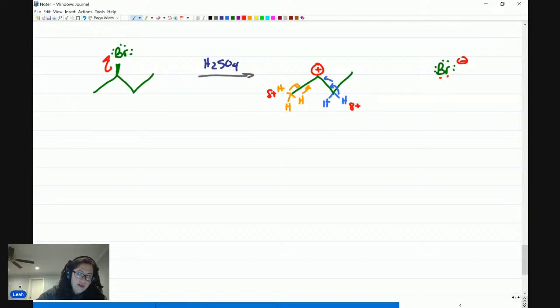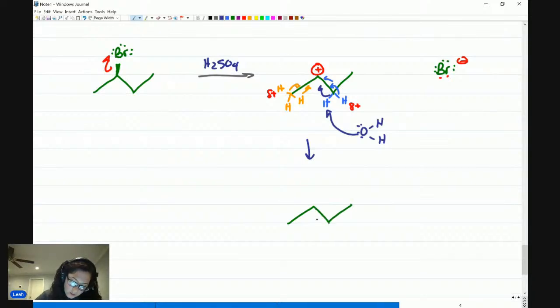Because if I have a partially positive hydrogen here, and a water molecule is moving around the solution, minding its own business, and it sees a hydrogen, it could attack here, but the hydrogen is closer. So it's just going to grab that hydrogen, give the carbon back its electrons, and that gives me a molecule that looks like this, with a pi bond now between the alpha and this beta carbon for my E1 product.